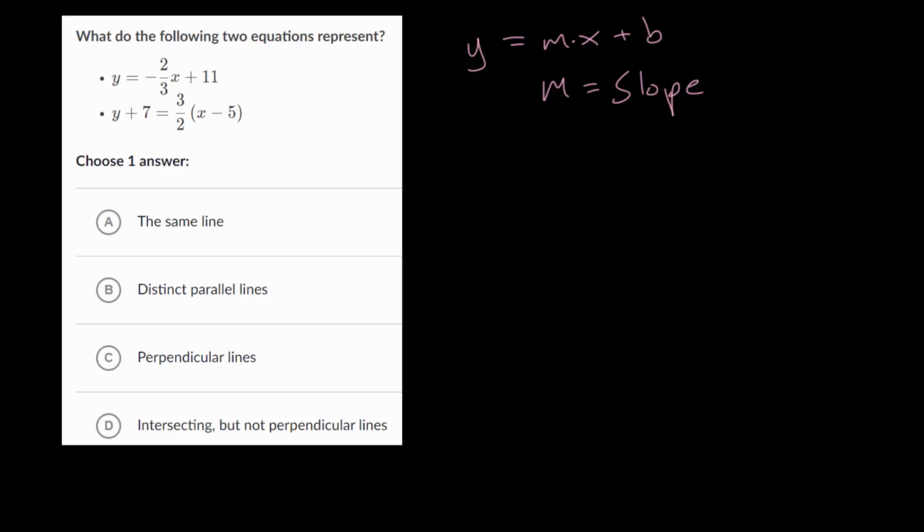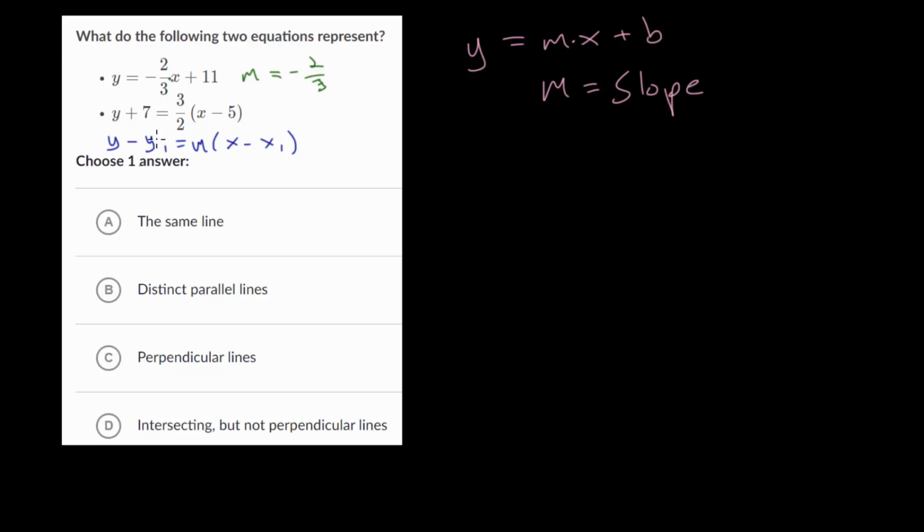And from this top equation, you can notice this is already in slope-intercept form. So the number multiplied by x is -2/3. So that's the slope of this top equation. And for the bottom equation, you might actually recognize this as point slope form. Since point slope is y minus y1 is m times x minus x1, where with point slope, you know one of the points, in this case, it'd be at (5, -7), and you know the slope, m, which is the number multiplied by x minus x1.